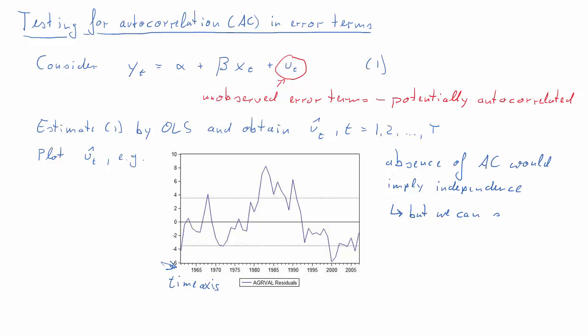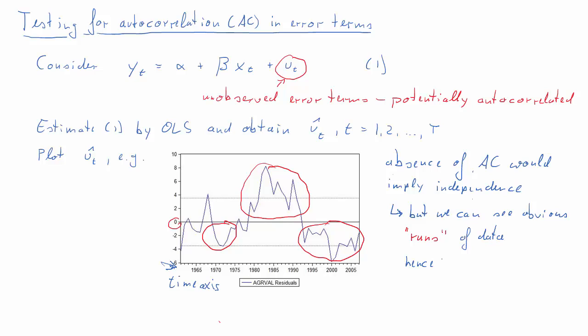However, when we look at this graph, we can clearly identify what we could call runs of data. What do we mean with runs of data? If you look at that graph, these error terms average around zero. But we can see time periods where all error terms are above zero, and then other time periods where a cluster of error terms is below zero. This is what we call runs of data, and we wouldn't expect that if the error terms were independent. So clearly, the graphical inspection here already yields the result. Autocorrelation in this particular example seems to be a problem.